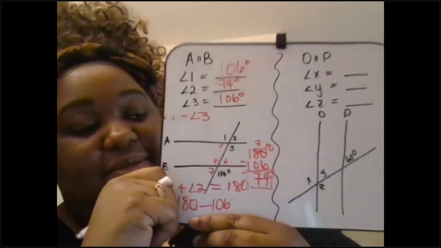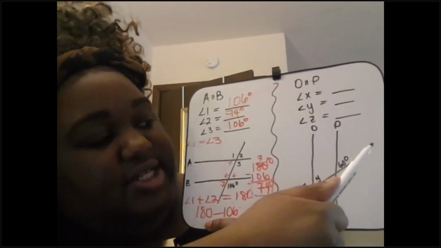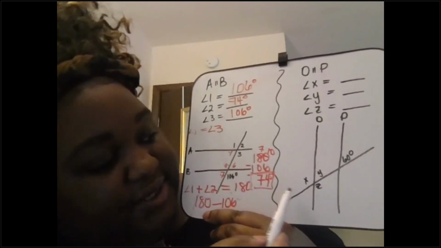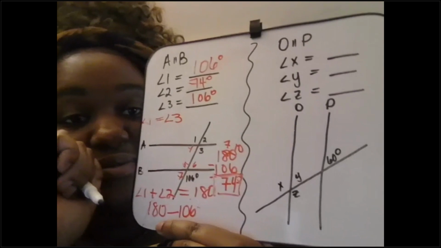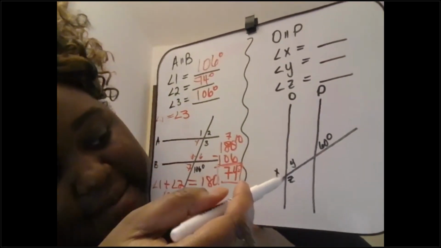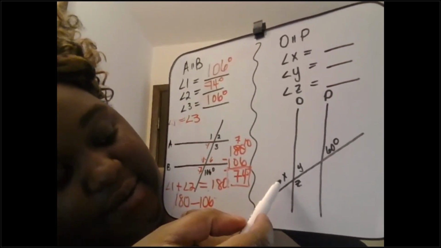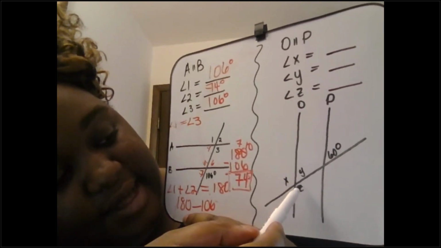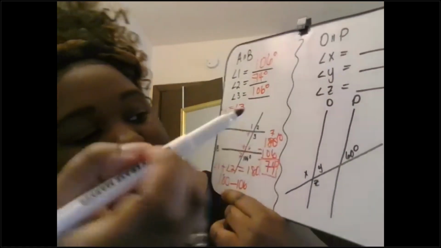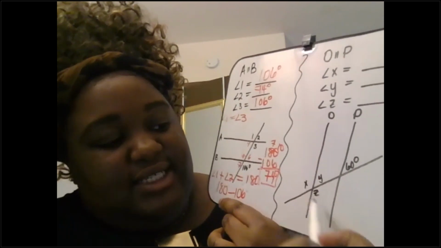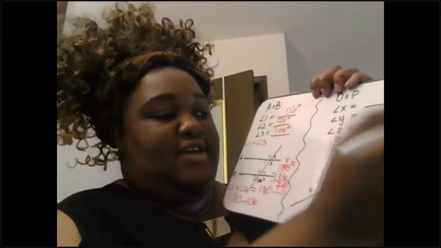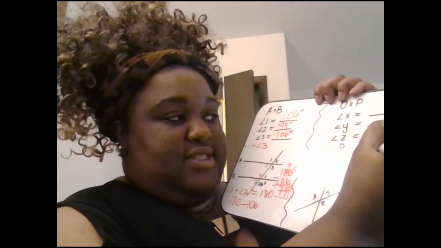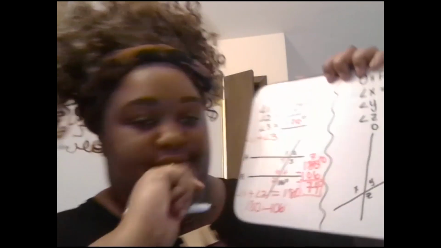So the lines are parallel, and they have this transversal that cuts through. And that transversal cutting through, they gave me one angle, which is 60 degrees. So knowing that, I can figure out what X, Y, and Z are. So these angles, X and Z are vertical. They're opposite each other. So I know whenever I solve it, angle X is going to be equal to angle Z because they're opposite angles.